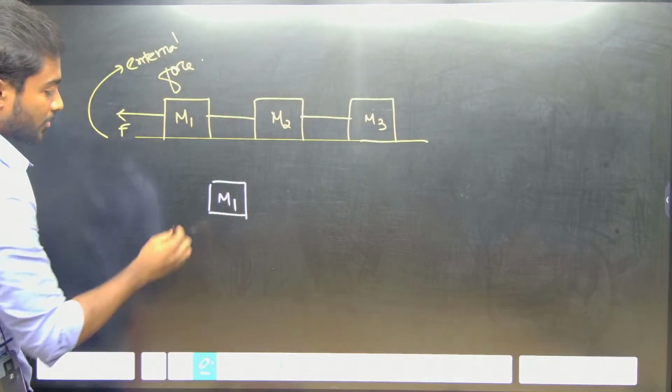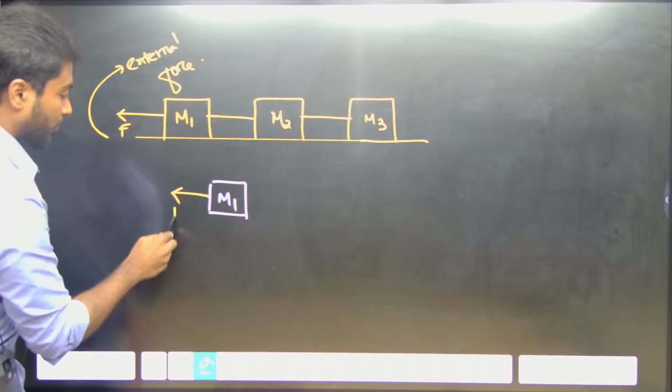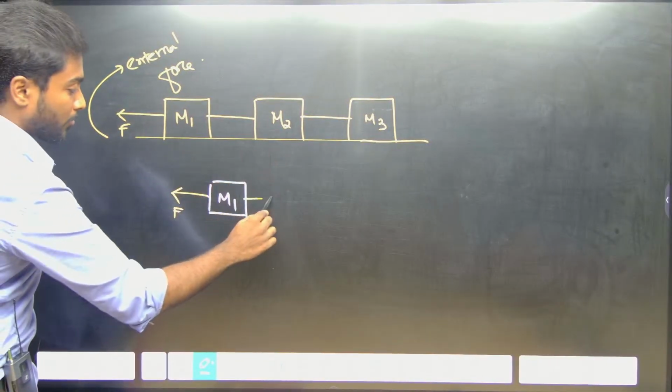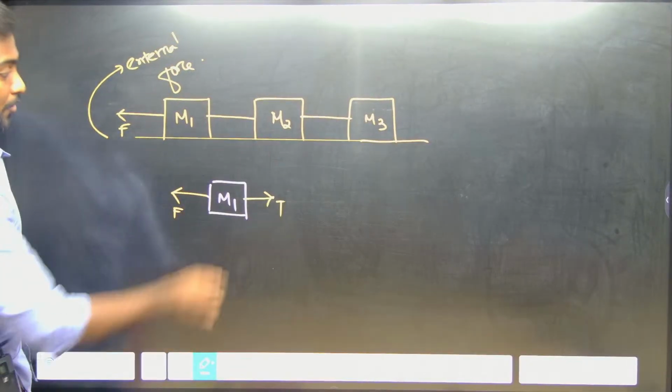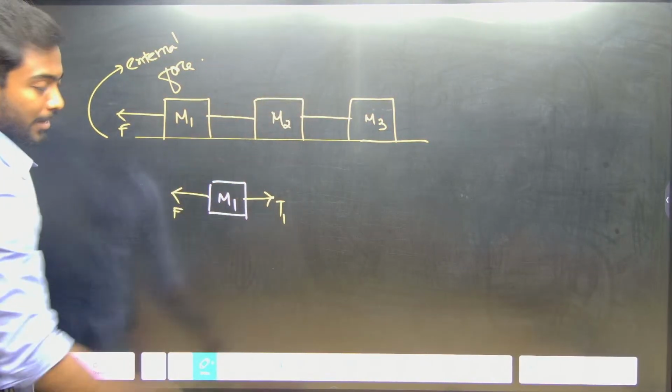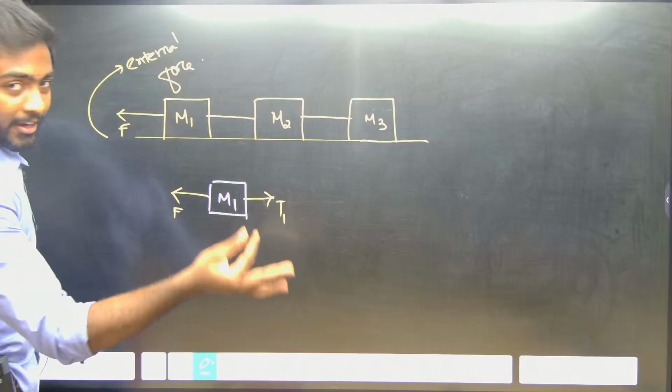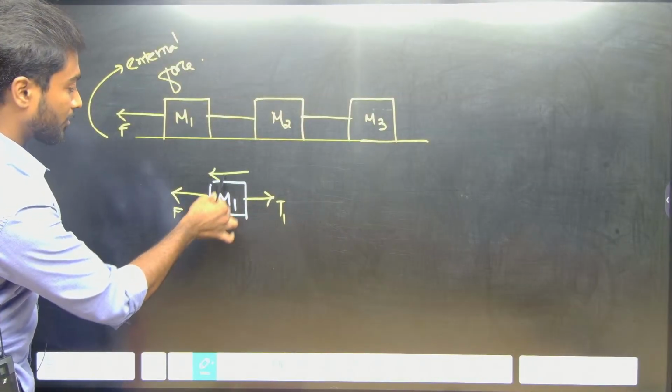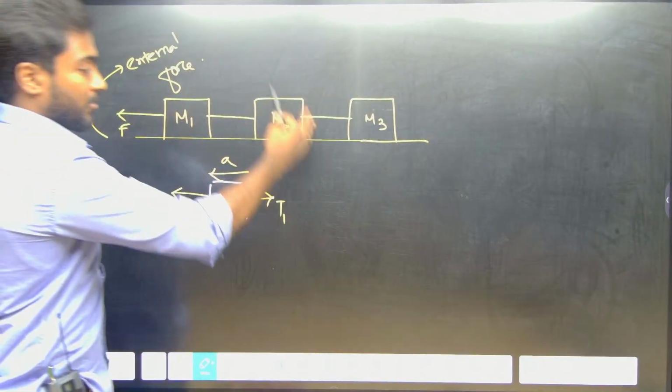For the M1, what are the forces? One is external force F, tension away from the body, this is my T. The first rope, okay, T1 I will take. What is the direction? Acceleration will be in this direction. I will go for the second one.